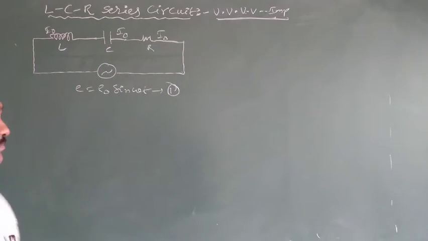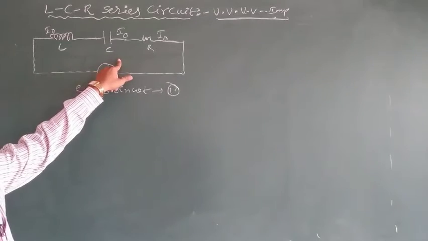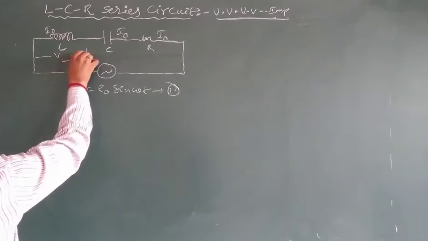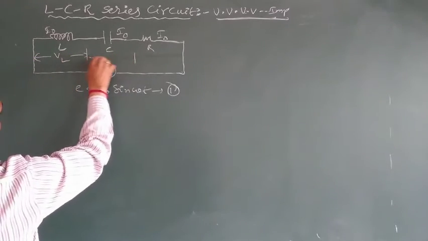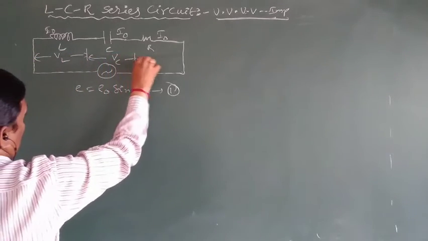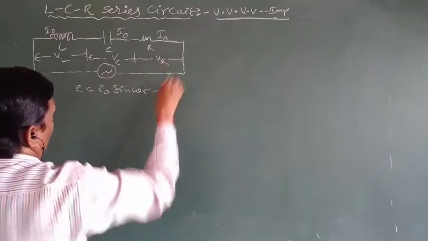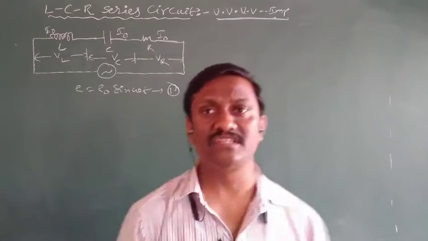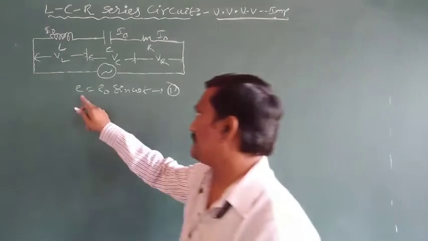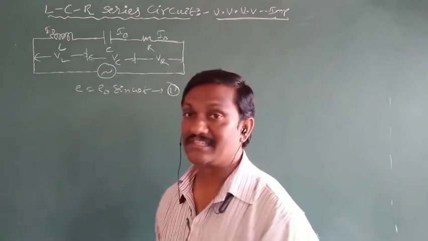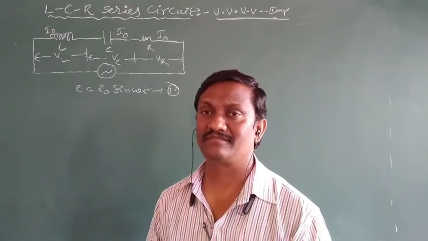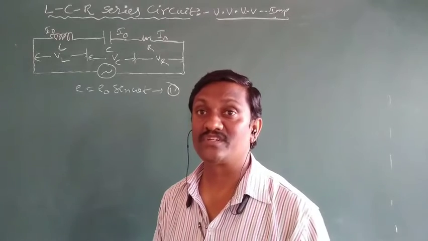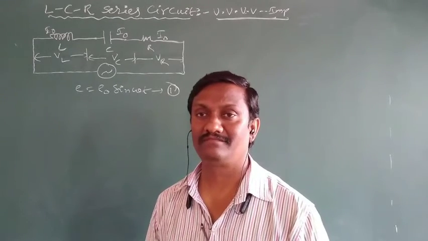But in a series combination, the applied EMF divides into three parts. Some potential is developed across the inductor, VL; some across the capacitor, VC; and some across the resistor, VR. If the applied source is a DC source, then the applied EMF is VL plus VC plus VR, a scalar sum. But here the applied source is an AC source, and in the case of an AC source, the different potentials act in different directions.